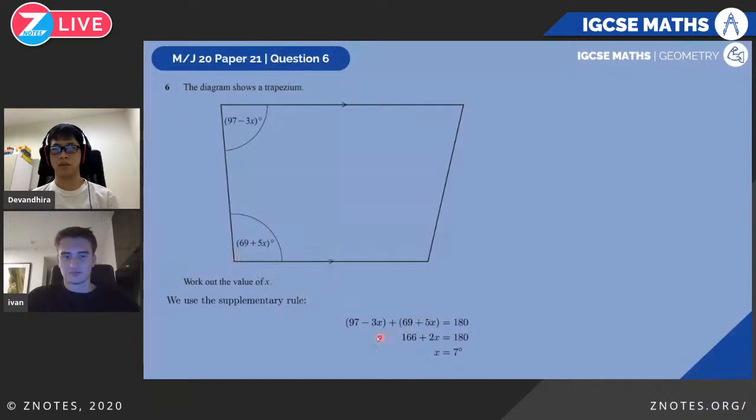We add them up, we get 97 minus 3x plus 69 plus 5x is 180, or indeed 166 plus 2x is 180, or x equals 7. And that's that. So it's pretty straightforward. Just use a simple rule and use some algebra, because we're doing algebra for a while. We should be comfortable with this stuff.